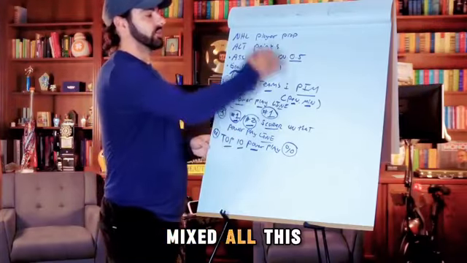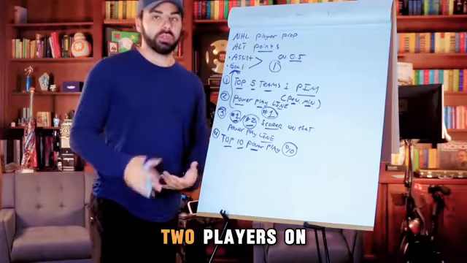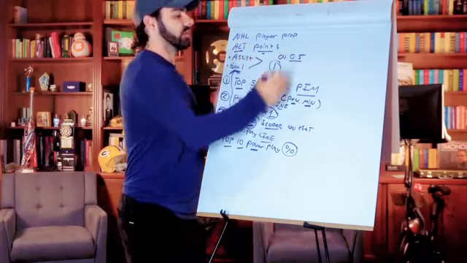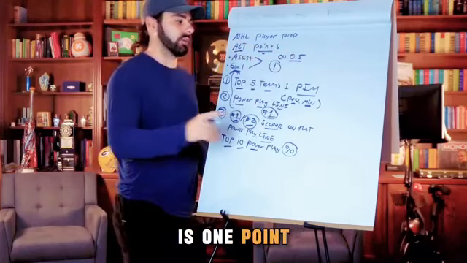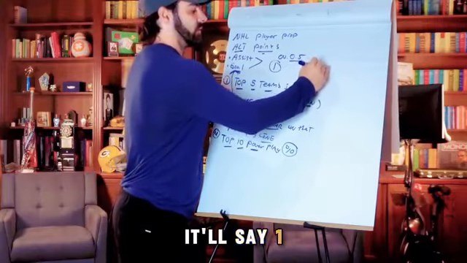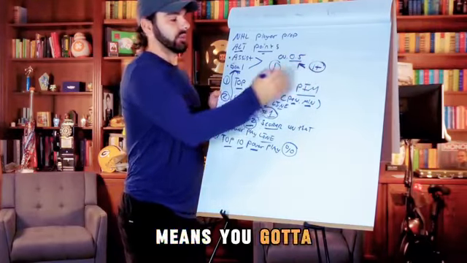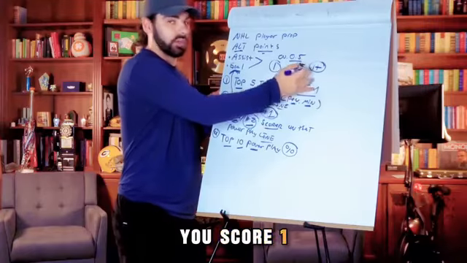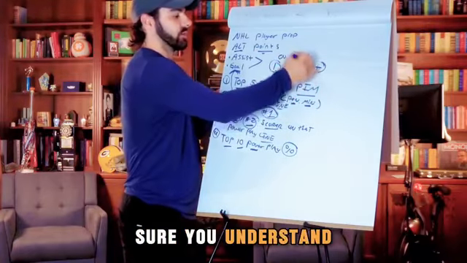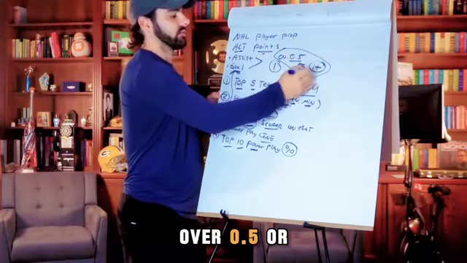Now once we've mixed all this together, it should narrow it down, to be honest with you. You should probably have 1 or 2 players on any given day where you're going to end up taking this prop for the alternate points over 0.5, which is 1 point. They score 1 point. Another thing I want to show you guys is this. You'll see on some of the sportsbooks, it'll say 1 plus. 1 plus is the same thing as over 0.5. Okay, people think 1 plus means you got to score 2. No, 1 plus means if you score 1, you end up winning. Because some sportsbooks like DraftKings, they label it like that. So just make sure you understand that. It's the same bet, okay? This right here is the same thing, whether it's over 0.5 or 1 plus.